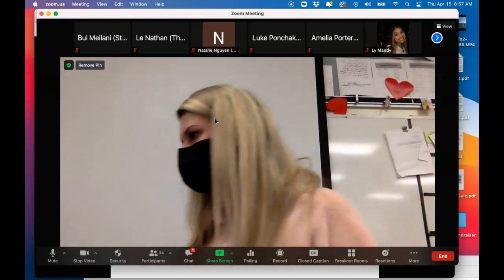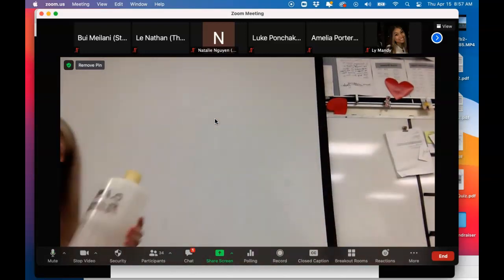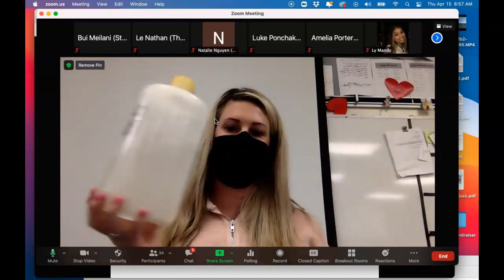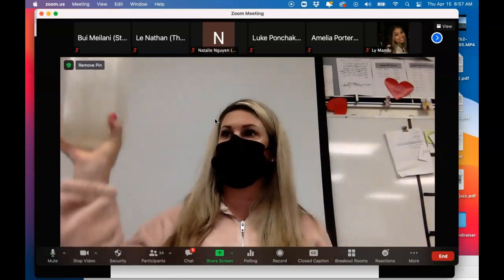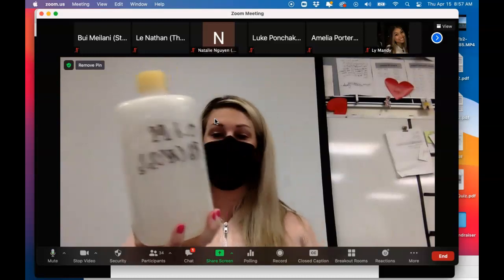So you look at my screen. I literally have a container of lead 2 nitrate. It looks like water, and it's not. It's lead 2 nitrate dissolved in water.